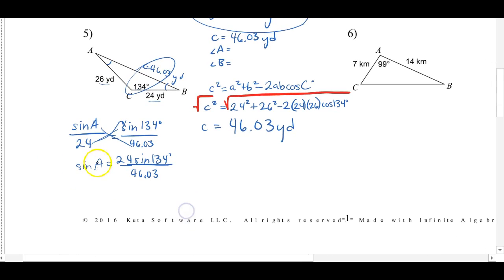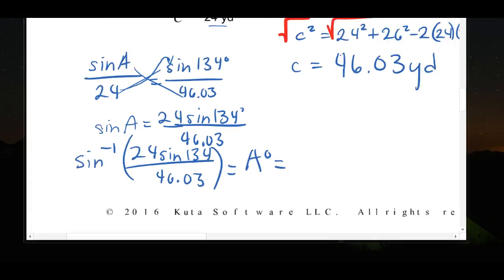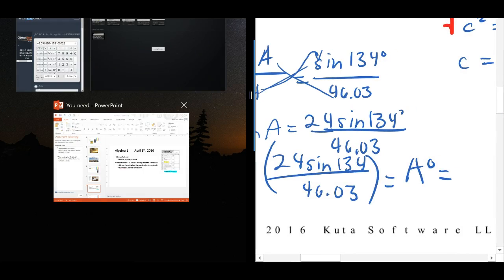And remember, again, if we're looking for an angle, we're taking the sine of that angle and it's equal to some value, then we do inverse sine. Inverse sine of that same value, 24 times the sine of 134 divided by 46.03, and that should give us angle A. Okay, so let's plug that in. Zoom up on just that part. Bring up our calculator again.